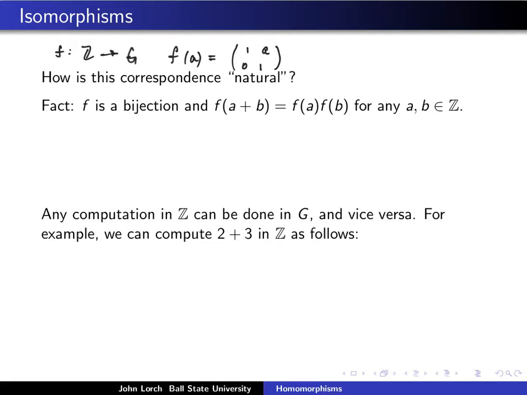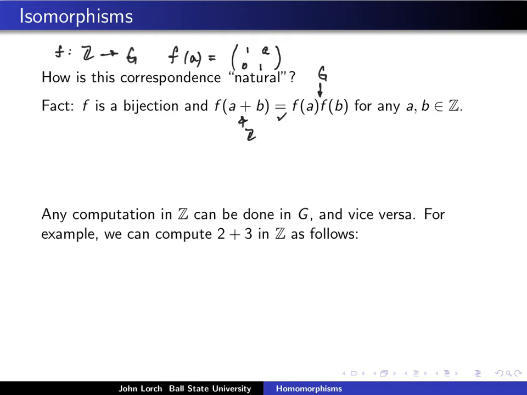And then the other thing to notice is that this function, this correspondence, preserves the operation. That is, if you take f of a sum of integers, that's the same as multiplying the individual images inside the group G. So this sum here is happening within the group Z, and this multiplication here is happening within the group G.